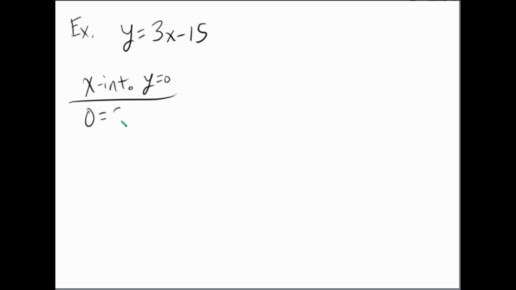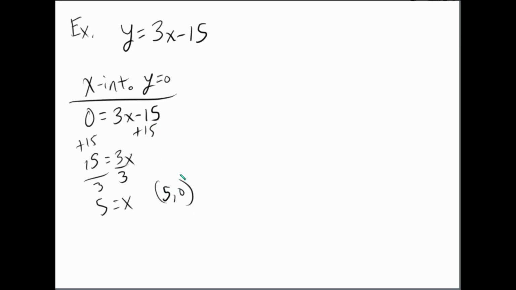So 0 equals 3x minus 15, and now I'm going to solve for x. I'm going to add 15 to both sides to get 15 equals 3x, and now divide both sides by 3, x equals 5. So that means my x-intercept is at 5 comma 0 as an ordered pair.